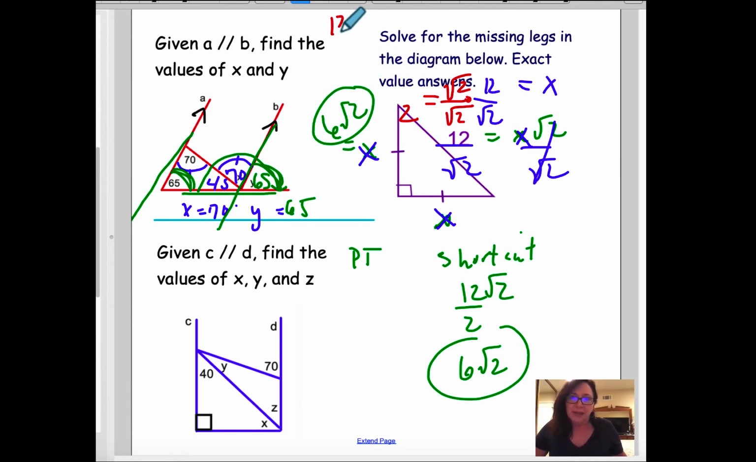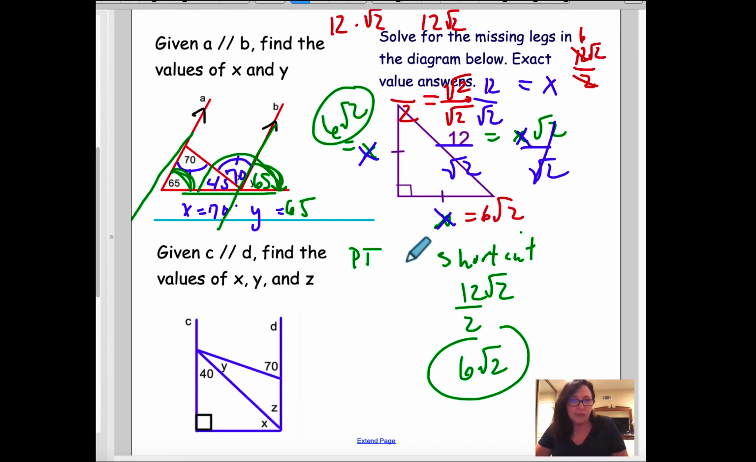So think about it like this. 12 times root 2. Don't combine them. That's 12 root 2. So we have 12 root 2 divided by 2. So I ran out of room here. 12 root 2 divided by 2. 2 divides into 12, 6. 6 root 2. And that's what the side lengths are. I just told you that.